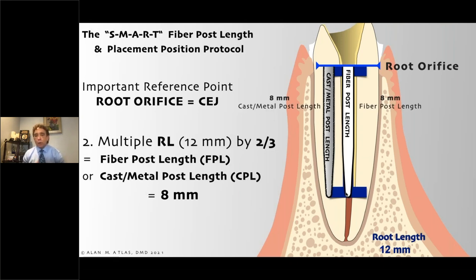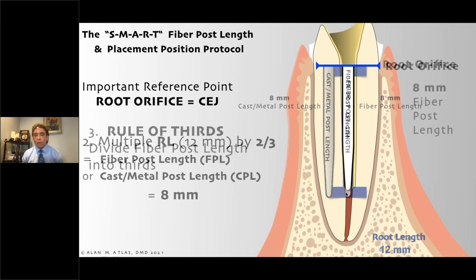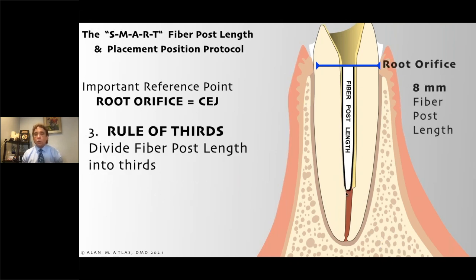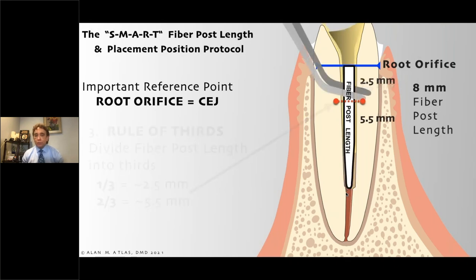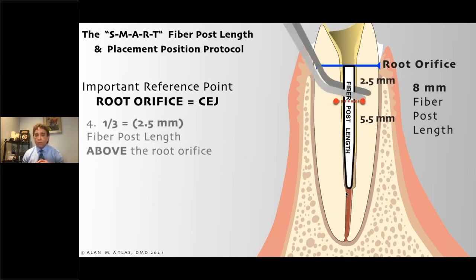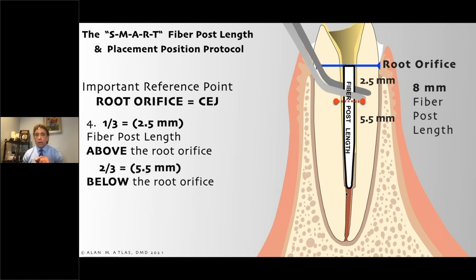Now, what do I do with the fiber post? How do I determine where it's going to be? I'm going to give you a simple mathematical equation. All you're going to do is multiply 8, the fiber post length, into thirds again. So all I'm doing is 2/3, 2/3. That's it. It's easy to remember. And you'll see that I'm going to get 2.5 and 5.5, which equals 8. And I'm going to move that fiber post up 2.5 above the root orifice. There it goes. And 2/3 below the root orifice.